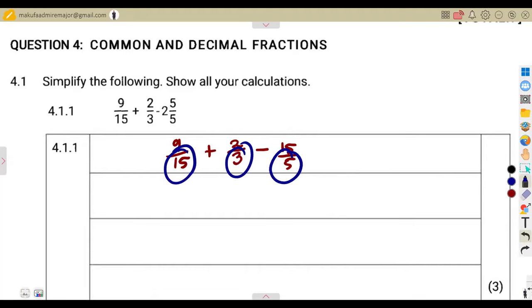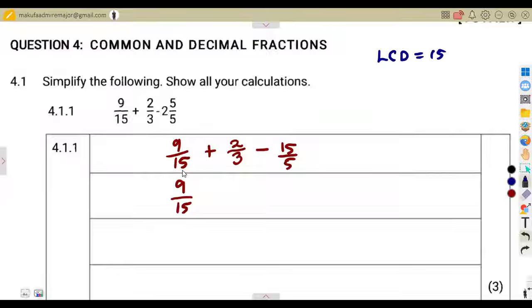So 15 is inside of this 15 again. So already here, there is a 15. So there's nothing that I'm going to do. We're just going to remain like that. Remember, we said our LCD is 15, or our LCM is 15. So already this one is 15.